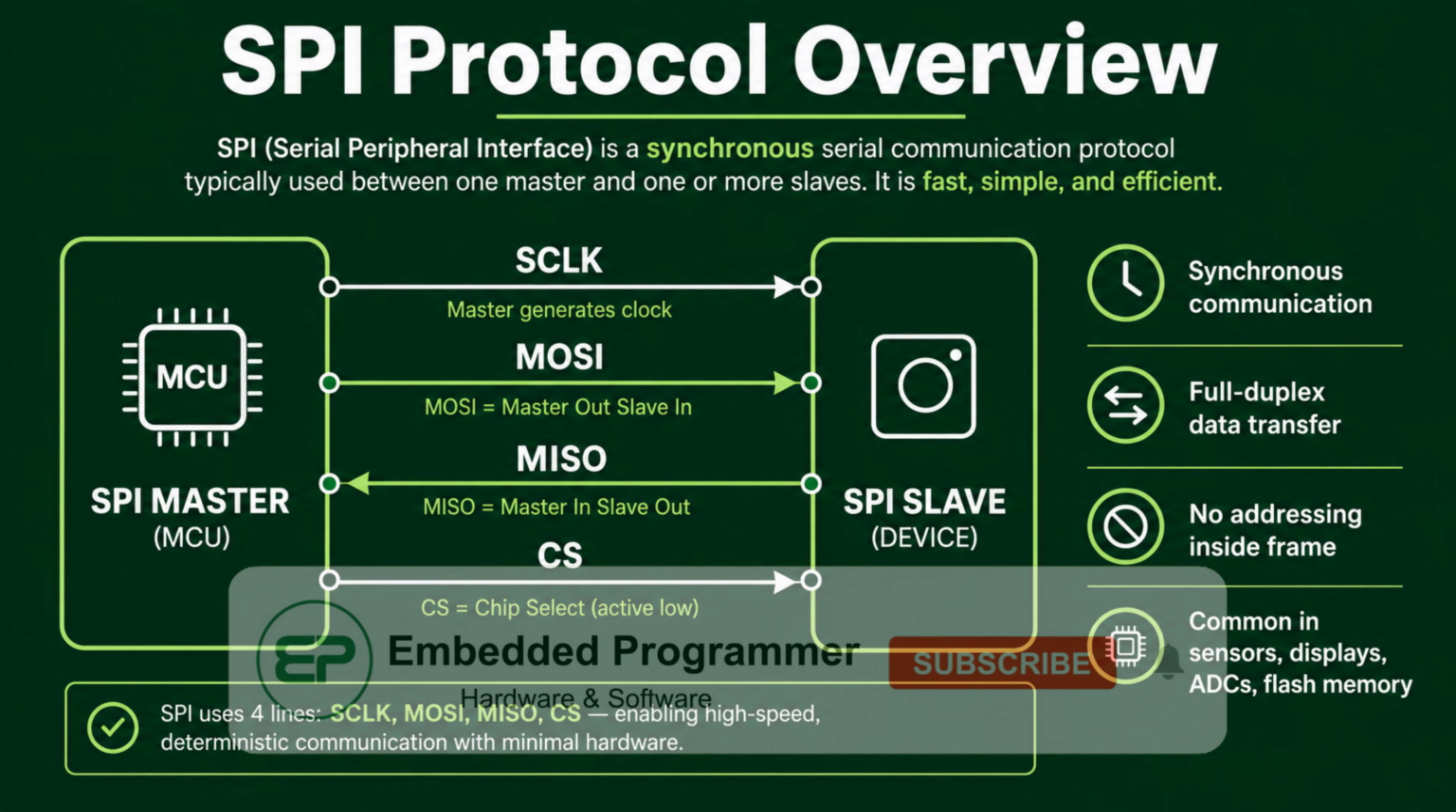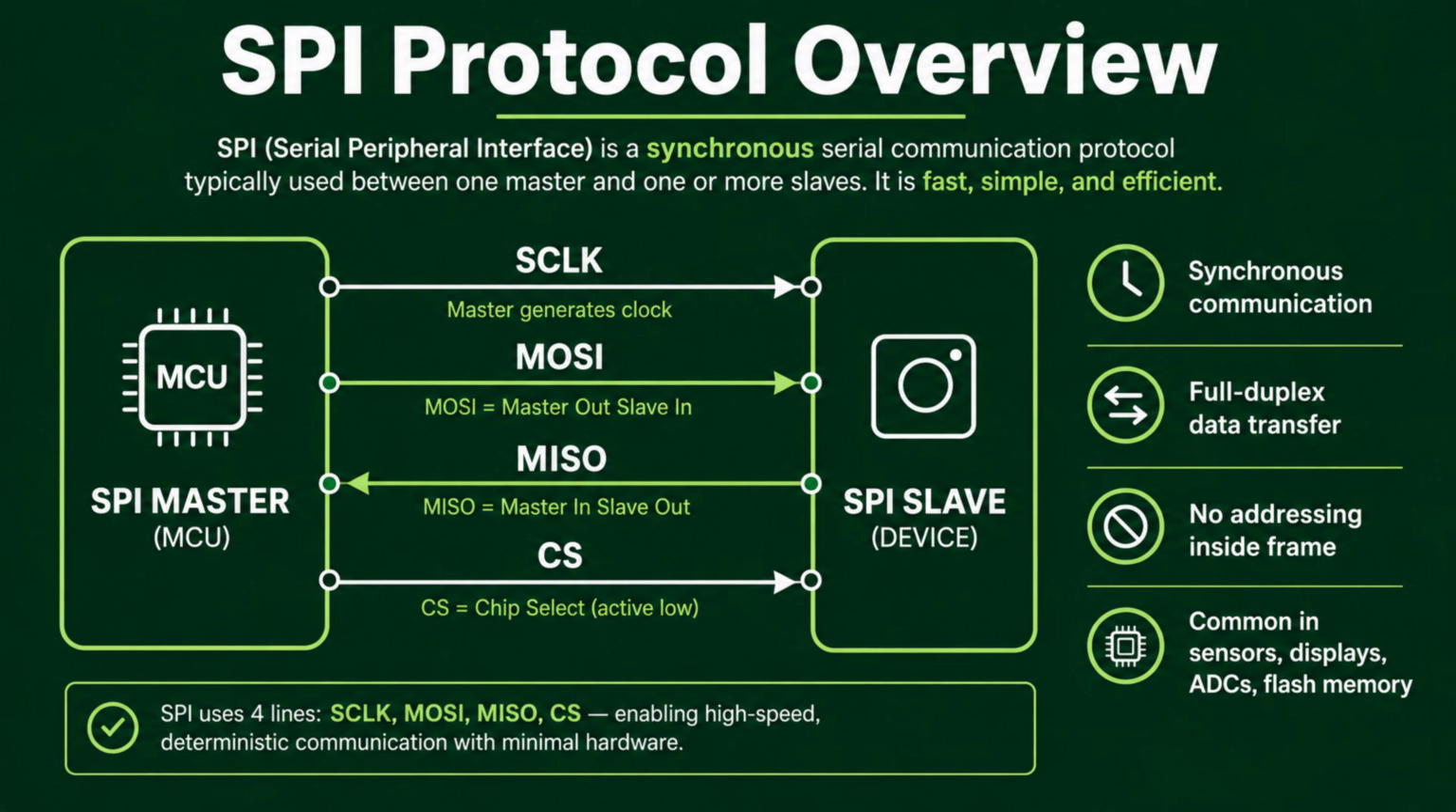SPI stands for Serial Peripheral Interface. It is a synchronous communication protocol commonly used to connect a microcontroller to devices such as sensors, displays, analog to digital converters, and flash memories. The master generates the clock signal and controls when communication begins. SPI normally uses 4 signals: SCLK, MOSI, MISO, and chip select.